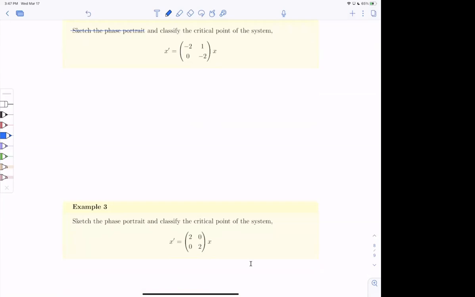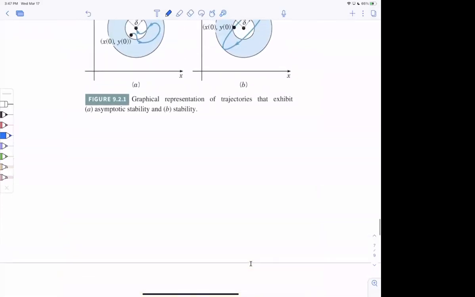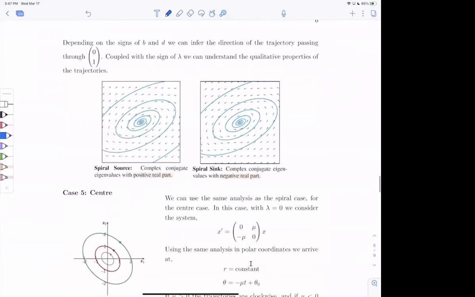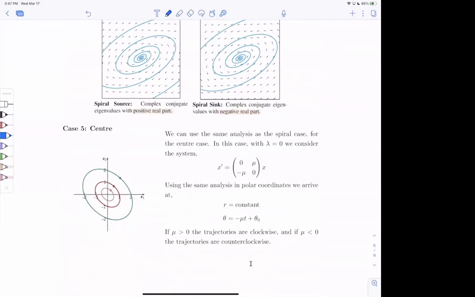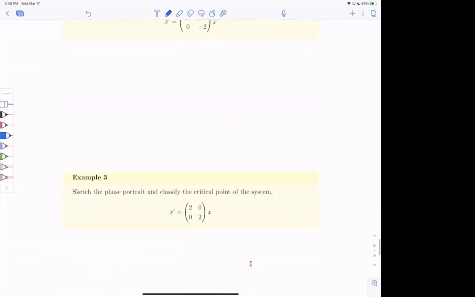Someone asked, how do I sketch it? You classify it and sketch your graph based on what we did before. For example, if it's a center, it should look something like this, and it depends on your eigenvector. So there should be only a really small difference, depending on your eigenvector. But let's just classify them. I haven't seen them ask you to sketch it for this course. They just ask you to classify it, so it should be okay.